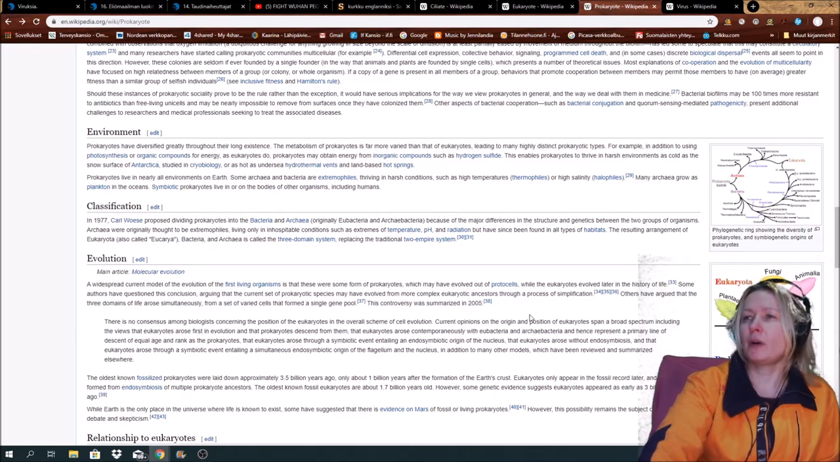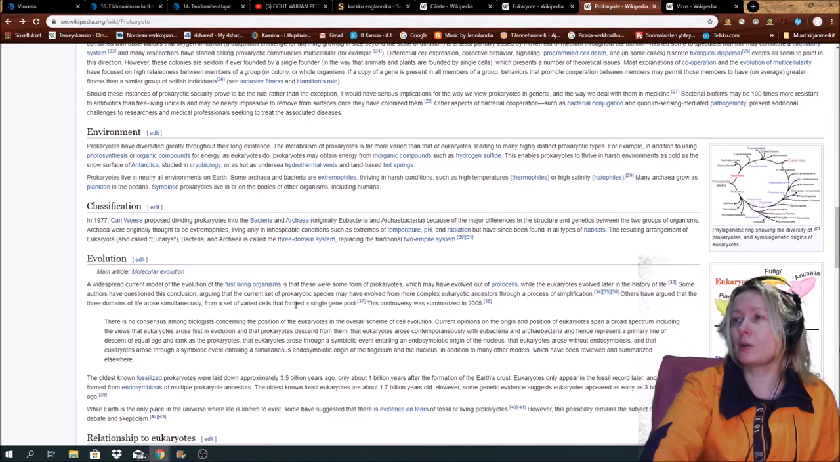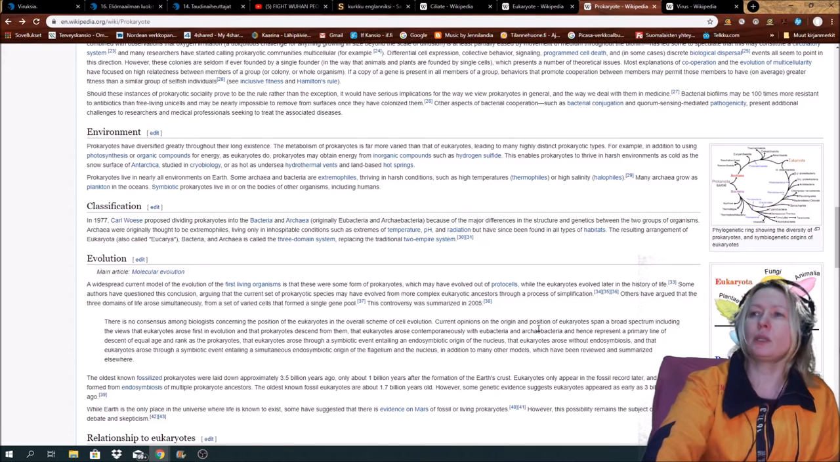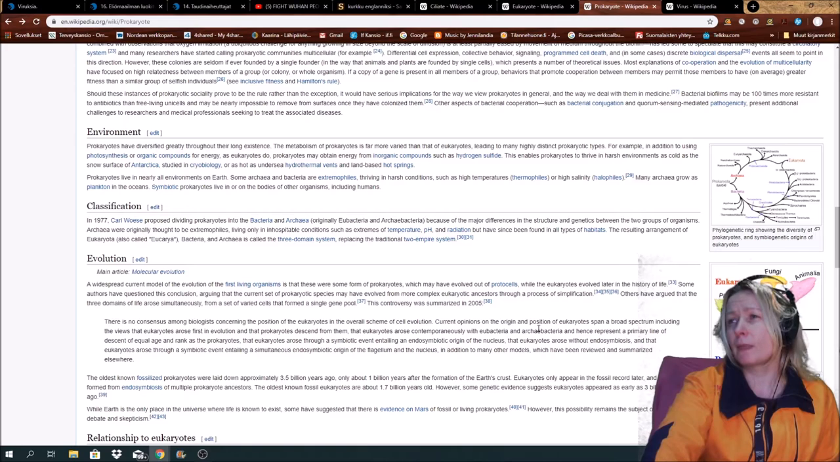Evolution. A widespread current model of the evolution of the first living organisms is that these were some form of prokaryotes which may have evolved out of protocells. While the eukaryotes evolved later in the history of life, some authors have questioned this conclusion, arguing that the current set of prokaryotic species may have evolved from more complex eukaryotic ancestors through a process of simplification. Others have argued that the three domains of life arose simultaneously from a set of diverse cells that form a single gene pool.